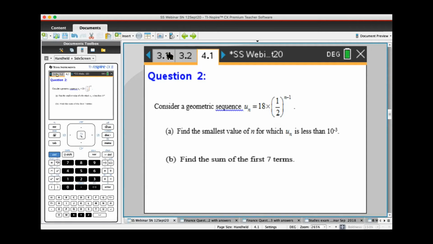So there are several advantages in having this distinct feature of being able to add a problem in a page. So let's do this question. Consider a geometric sequence. Find the smallest value of n. Now, I told you we are going to use the graphing. Let's use the graphing for this one.